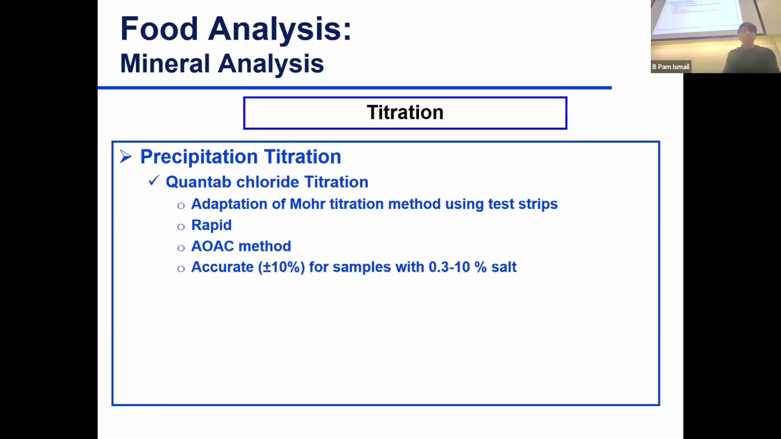So time. Okay, precipitation titration, I'm finishing this slide. This is just saying that there are test strips based on Mohr titration for salt. It's an official method of analysis with good accuracy.